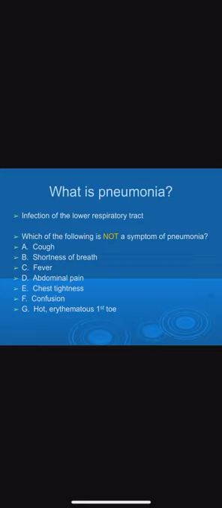Cough, yes, common in pneumonia. Shortness of breath. Fever, this is very important. Cough, shortness of breath, and fever, yes, all occur. Abdominal pain, yes, may occur in the patient with pneumonia, especially basal pneumonia or atypical pneumonia caused by Legionella. Chest tightness, yes. Confusion in severe pneumonia. Hot erythematous joint is not a symptom of pneumonia, because it is a symptom of gout.